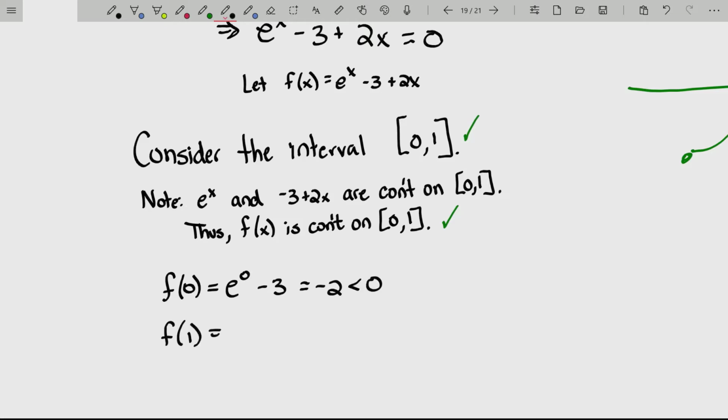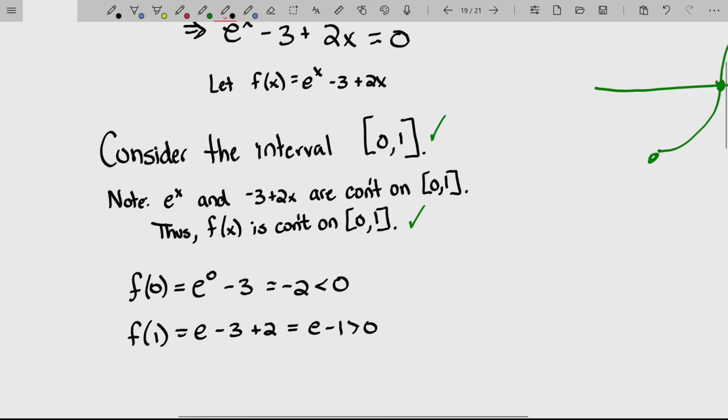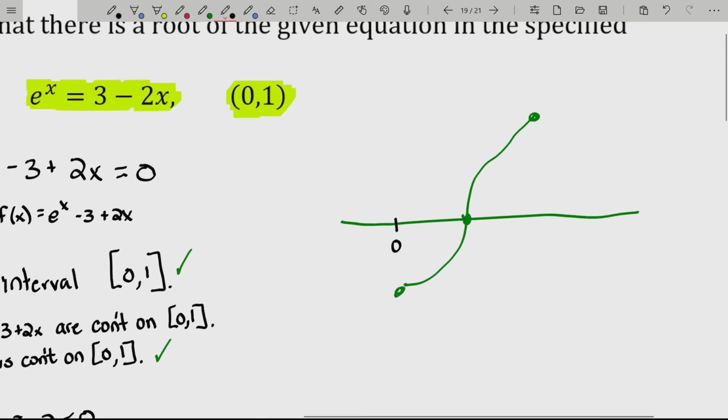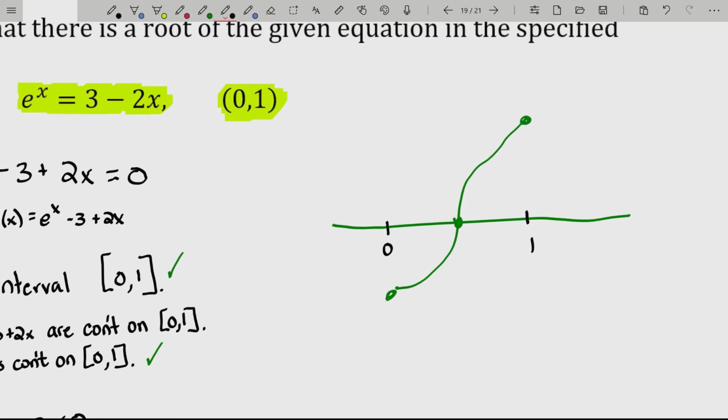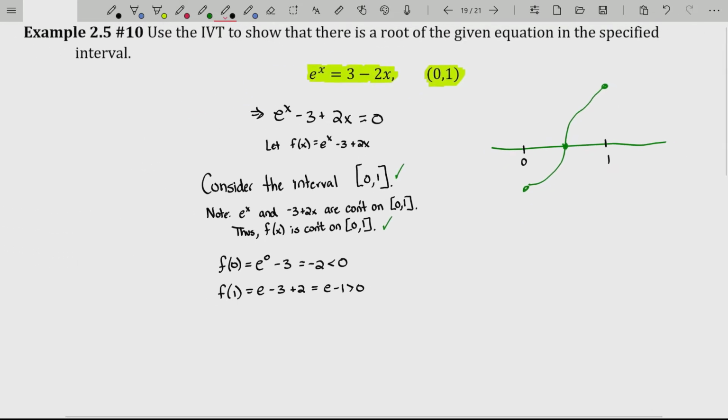And f evaluated at the right edge point, well, that's e to the 1st minus 3 plus 2. And you might say, well, how do I know that this is greater than 0? Well, e is 2.718281828 and so on. So if it's 2.7 and change and you subtract 1, you're still positive. So we had a function that at 0 started below the x-axis, and at 1 ended above the x-axis, and our function was continuous. Therefore, the function must have crossed the x-axis.